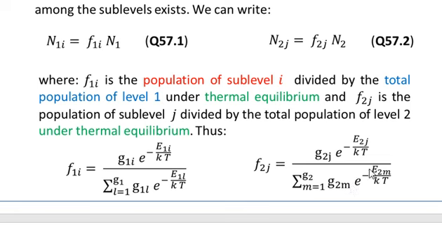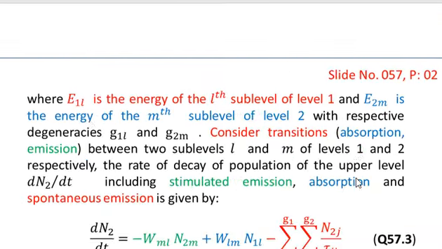So we are summing up all the populations of the sublevel m, because we are summing m from 1 to G2, the total number of sublevels present in level 2. Summing over all the sublevels, this becomes the population of all the sublevels summed up together in level 2, or the total population present in level 2. So we have written F1I and F2J, and we have also explained all the terms within these.